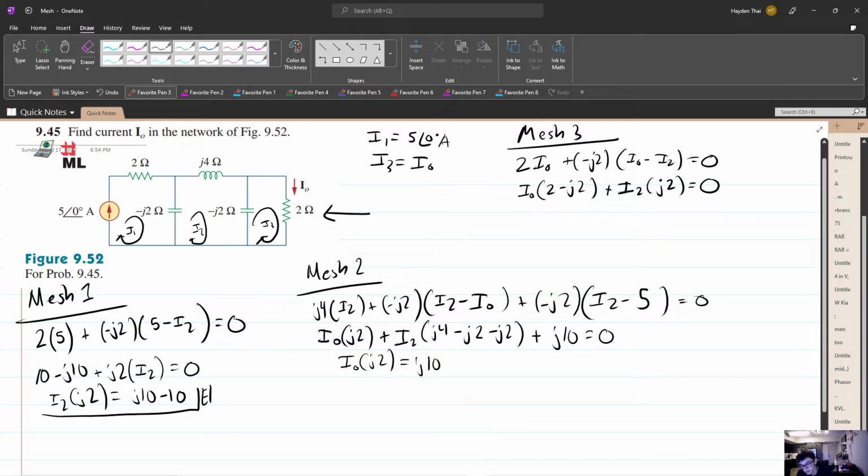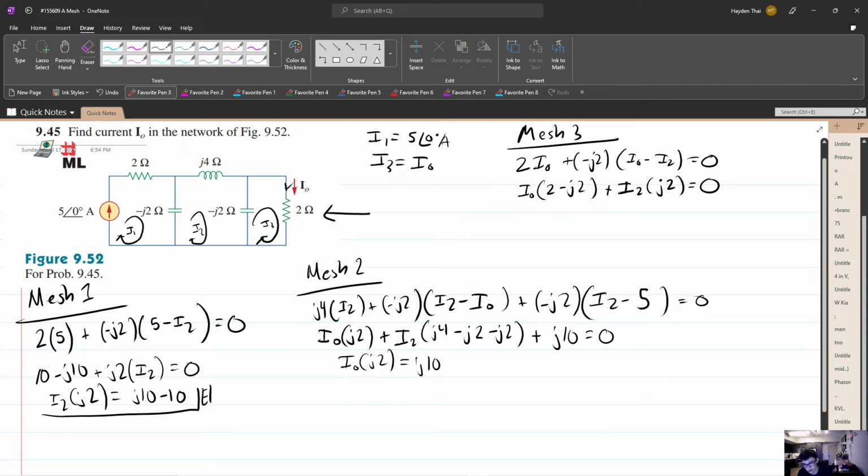So right hand mesh, for mesh analysis, we have to define the meshes going in the same direction. For this one, I defined them going clockwise. It doesn't matter, but I chose clockwise because that's the direction that the current source is going in. And more importantly, that's the direction that the variable we're solving for is going, right? It's going clockwise. So it's usually good to define the direction of your current for your mesh analysis going the same direction as the element that you're solving for.